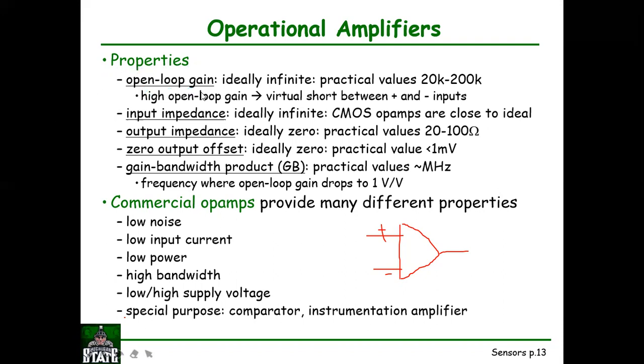First one, open loop gain. Input impedance should be infinite. Output impedance should be zero. Zero output offset. Gain bandwidth product should be having some constant value.